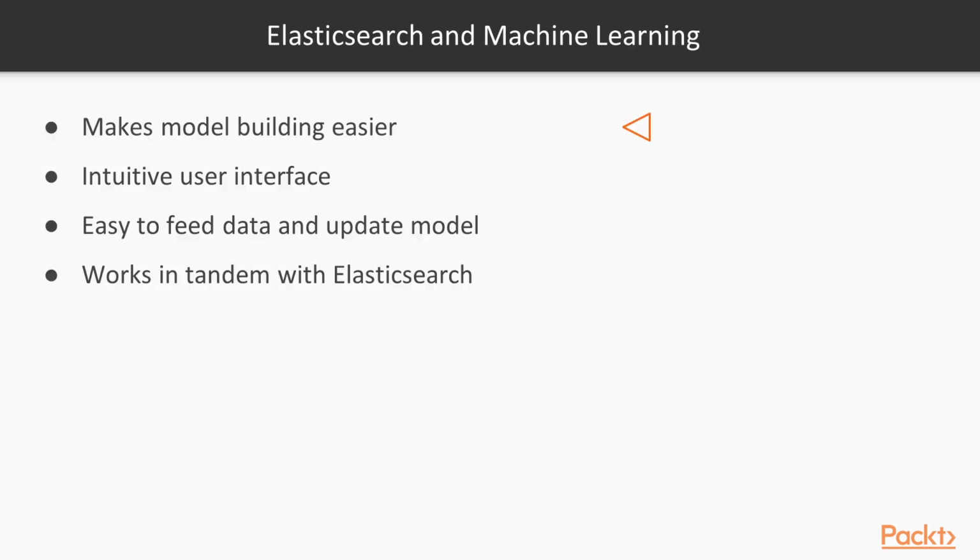The ElasticSearch implementation of machine learning is great because it makes the process of model building easier by abstracting away from the complexities of machine learning statistical modeling. It has a highly intuitive user interface, as we'll soon see. Feeding data to a model or building a model can be done quickly and easily. Most important, the machine learning implementation works well with ElasticSearch.